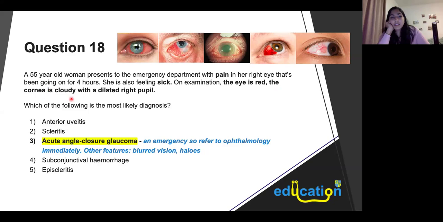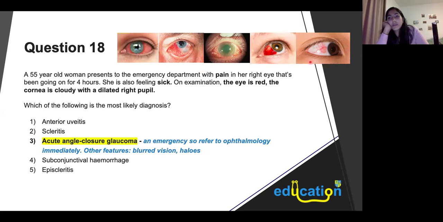So they always like to say the cornea is cloudy, and you expect them to say that it's in this fixed dilated position. And I've just put up these photos just to help you compare how each of them is meant to look. So glaucoma is here in the middle. This is your subconjunctival hemorrhage, which is just really not a problem, but might freak people out.